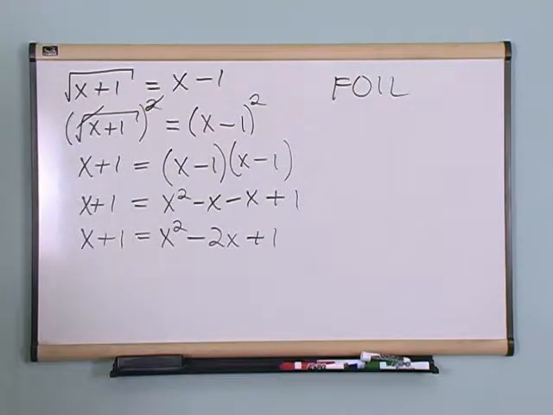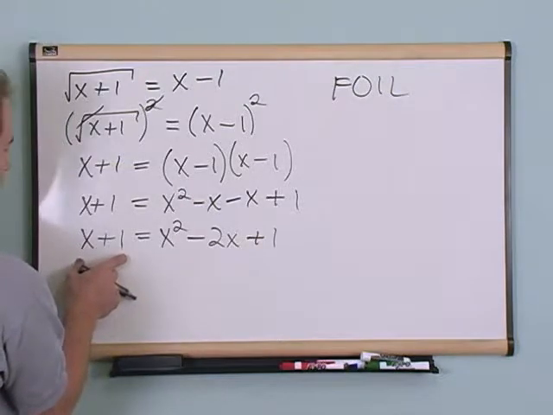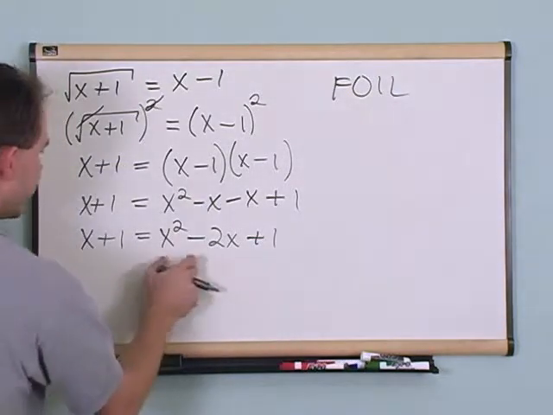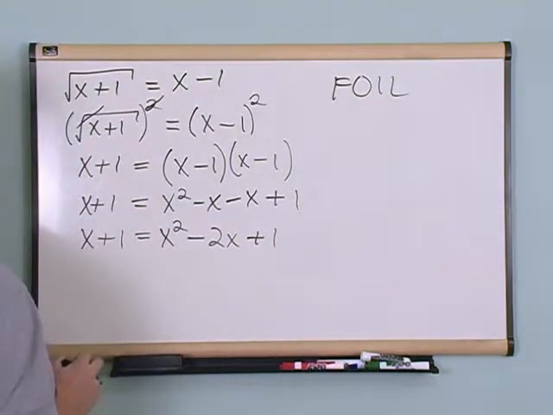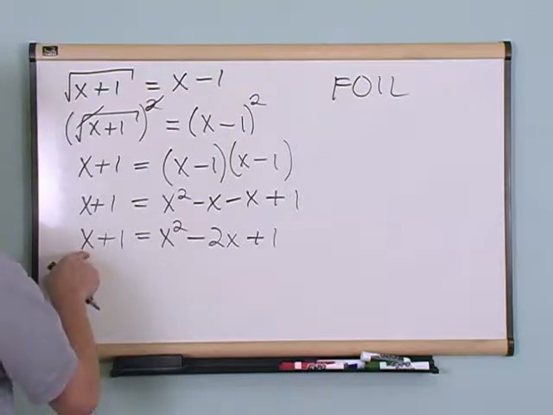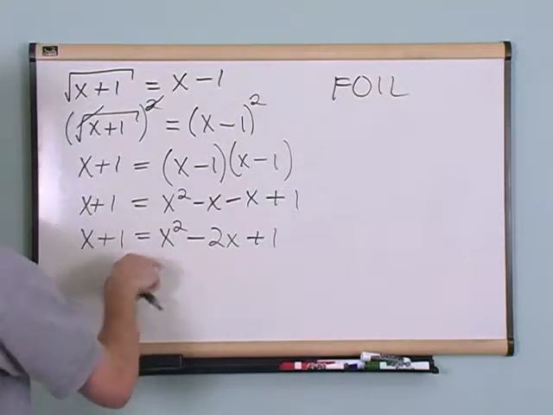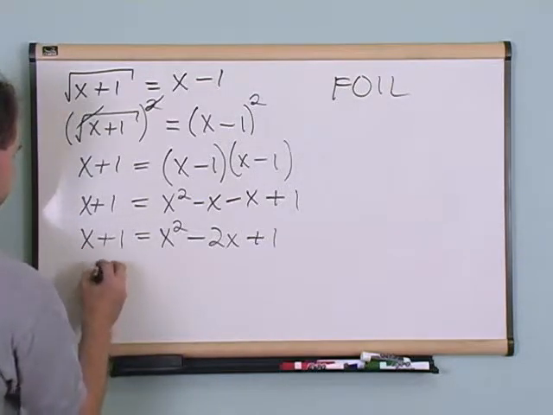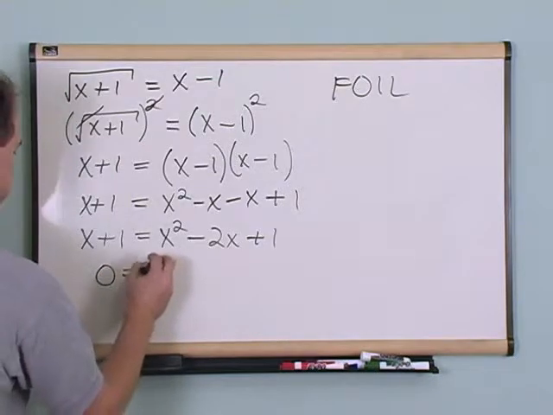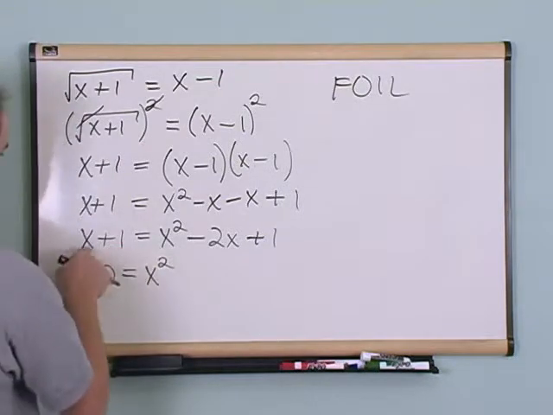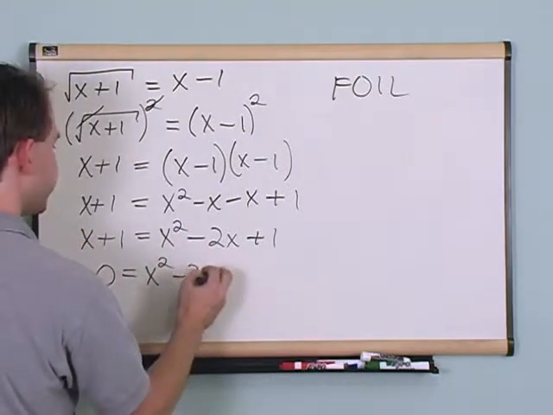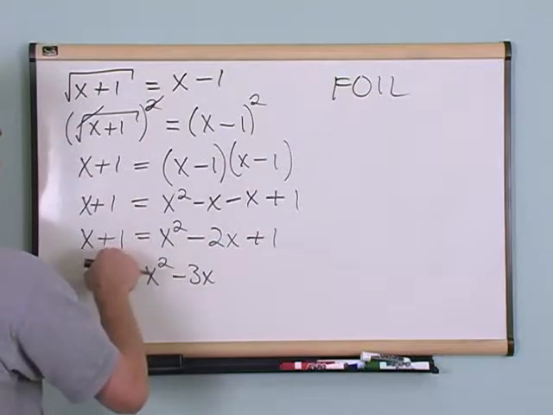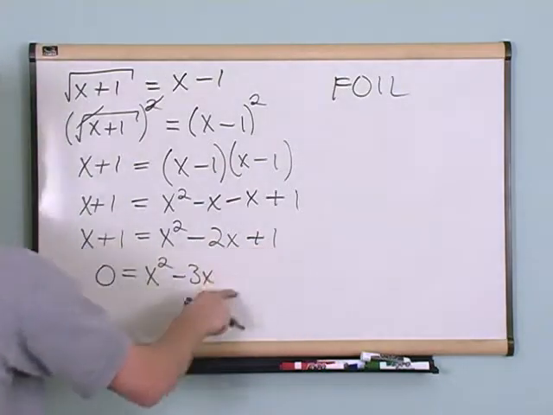So what I'm going to do next is I'm going to start moving this stuff over here to try to get all the x's and all the constants on one side of the equation. Okay? So I'm going to move this x over here, and I'm going to move this 1 over here. So what I'm going to have in the end is 0 equals x squared. Negative 2x minus x gives me negative 3x. Okay? And then 1 minus 1 gives me 0.